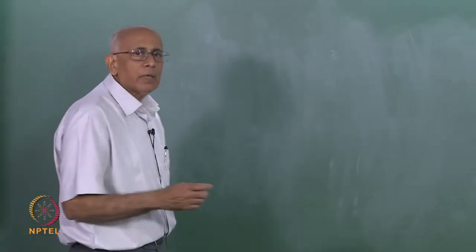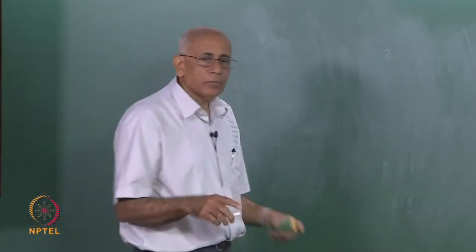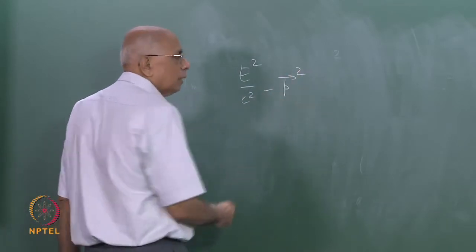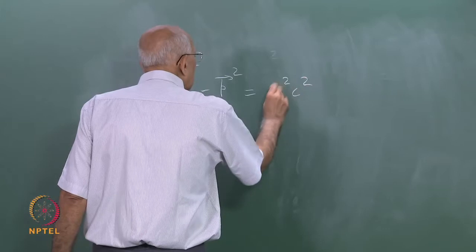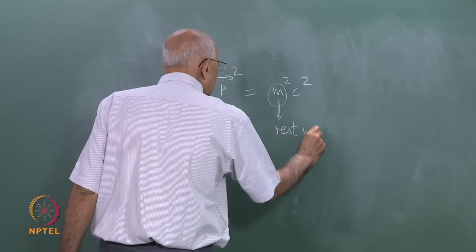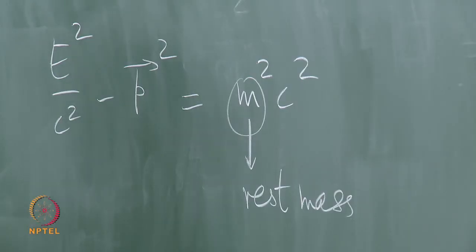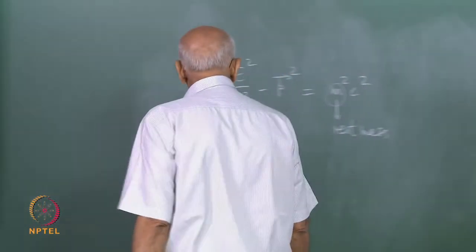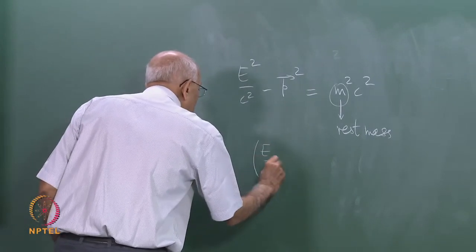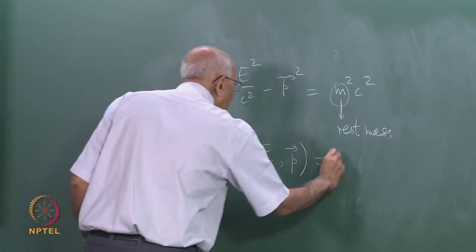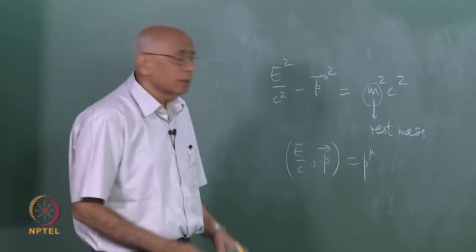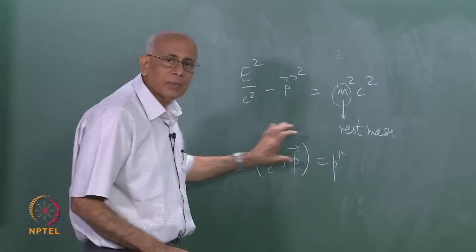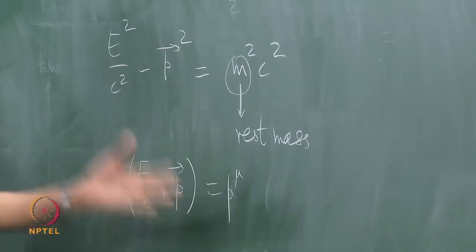We know that if you have a relativistic particle, then the energy and momentum of a free particle are related by the following equation: E squared over c squared minus the linear momentum squared is equal to m squared c squared, where m is called the rest mass of the particle. That is the energy momentum relation for a relativistic free particle. Now this quantity (E over c, p) is a 4-vector, and you can see that what we have got here is the analog of s squared. We square the time component and subtract the square of the spatial components, and you get the dot product of the vector with itself.